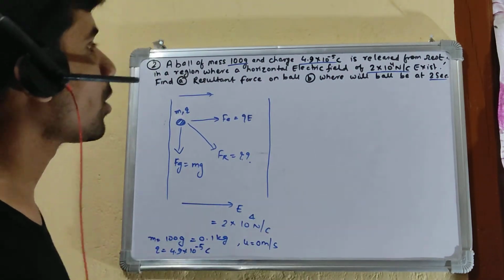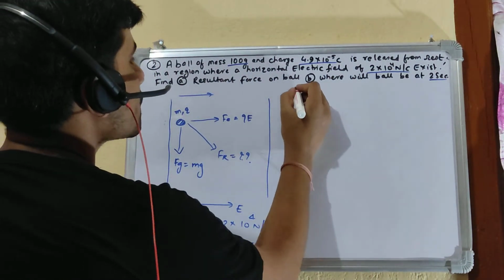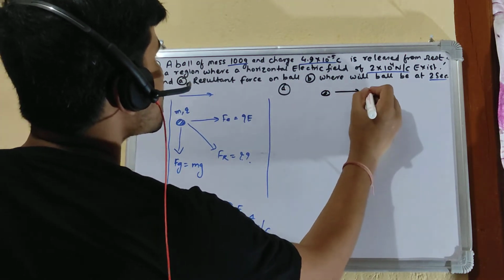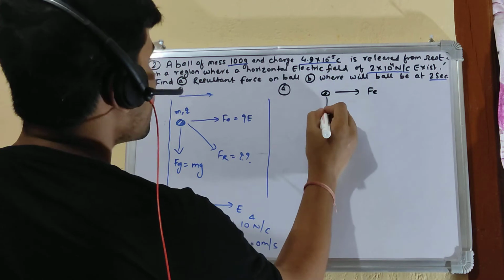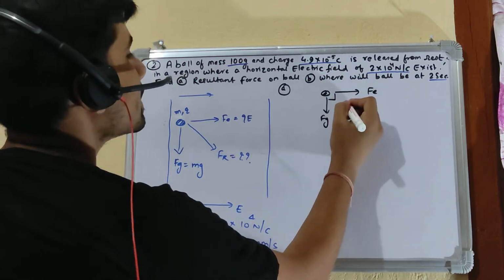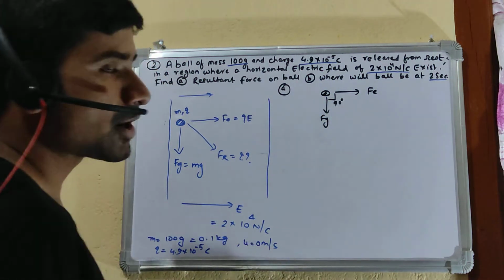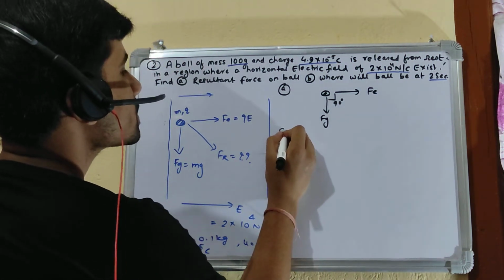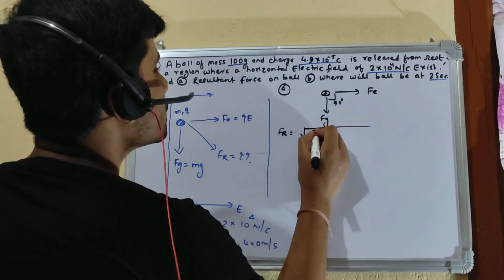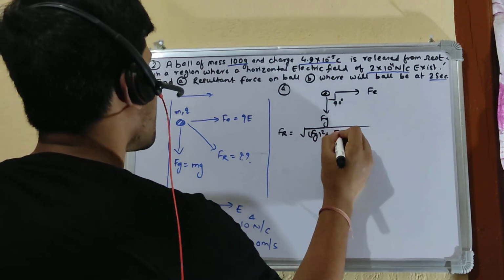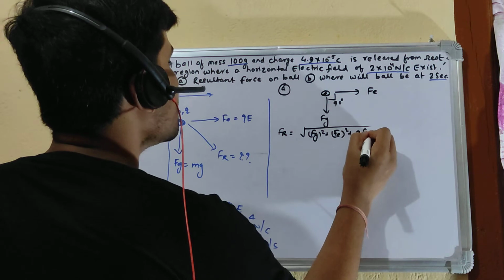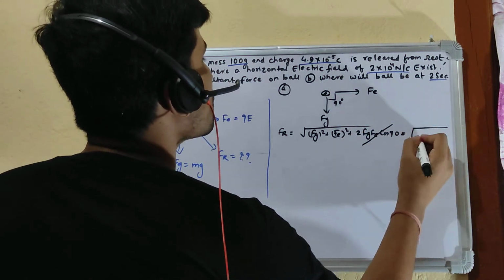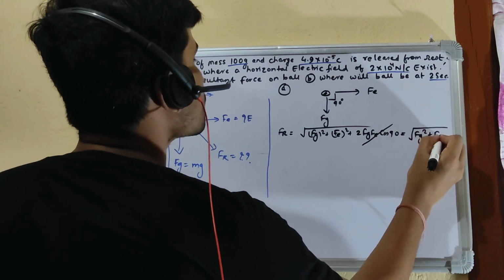So if I draw a free body diagram here, solving part A. This is the ball. You have this electrostatic force acting here, the gravitational force acting here. The angle between them is 90 degrees, right? So according to the vector law, the resultant force is nothing but under root Fg square plus Fe square plus 2 Fg Fe cos 90. Cos 90 is 0, so it will remain nothing but under root Fg square plus Fe square, right?